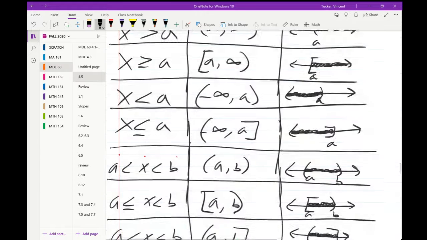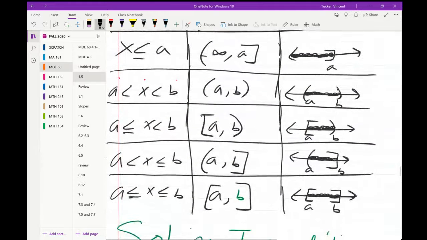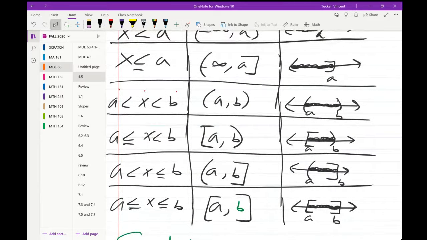All right, so the next four have three-part inequalities. Notice x is in the middle, and this says x is greater than A but less than B. So the values that are greater than A but less than B are in between A and B. So notice both of our symbols are less than, so we're using parentheses, and then we shade in between.